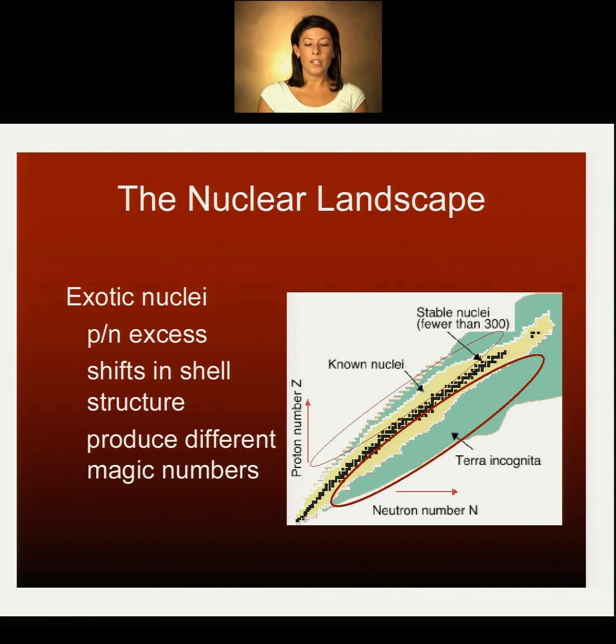Above these stable nuclei are proton-rich nuclei, which have an excess of protons, and below the stable nuclei are the neutron-rich nuclei, which have an excess of neutrons. These regions are very interesting now because their nuclear structure is not well known. We see shifts in the shell structure, which are producing different magic numbers.